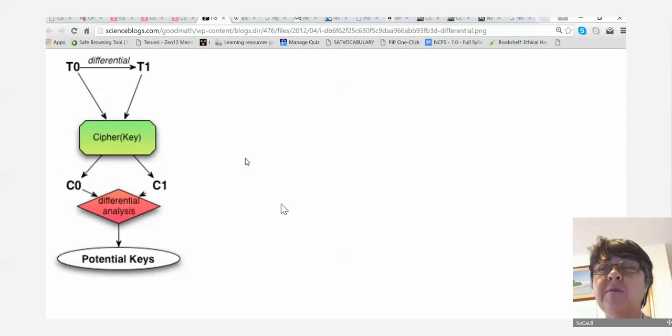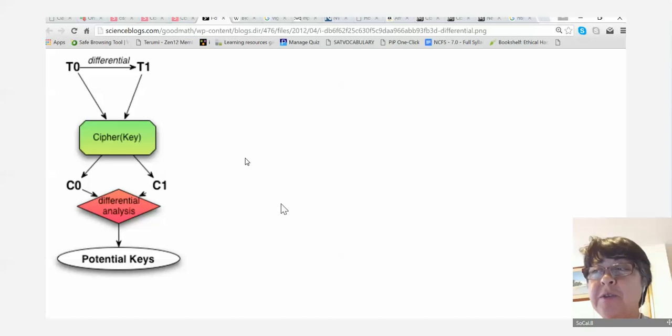The only part that's different between differential analysis and linear analysis is the red part, the type of analysis that you do on those two outputs that you get. And you get the potential keys from it. Okay. I have no idea how you do this thing.